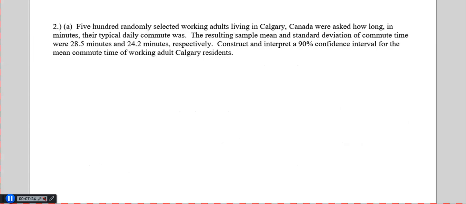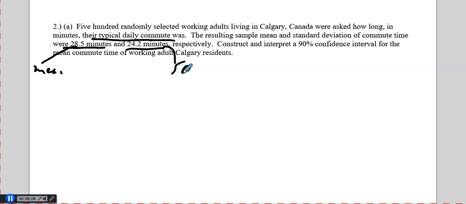All right, number 2. Part A, 500 randomly selected working adults. I think we're okay on N. Living in Calgary, Canada, we're asked how long in minutes their typical daily commute was. The resulting sample mean and standard deviation were 28.5 and 24.2 respectively. So in other words, this one is the mean. Sometimes you have to read these a little bit. And then this one here is the standard deviation.